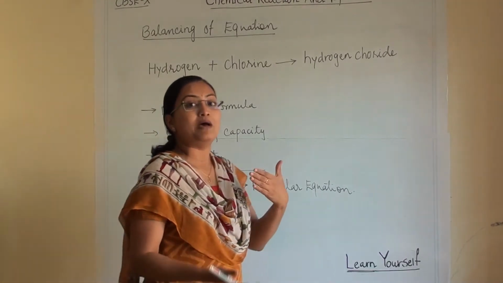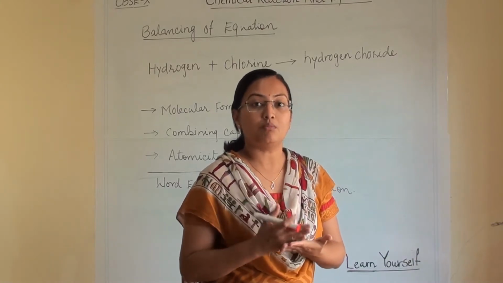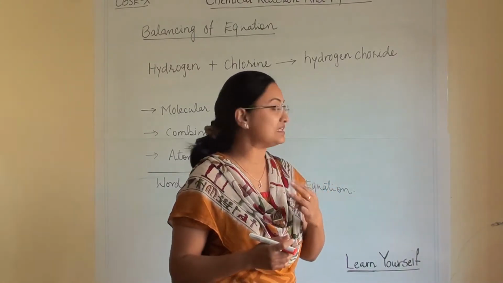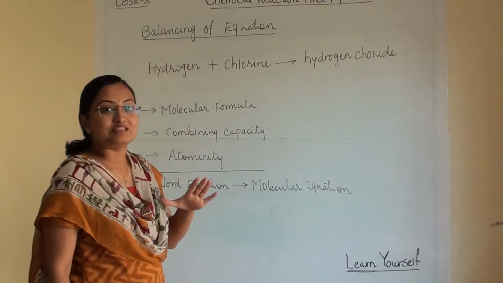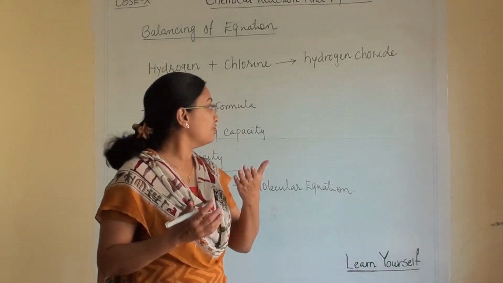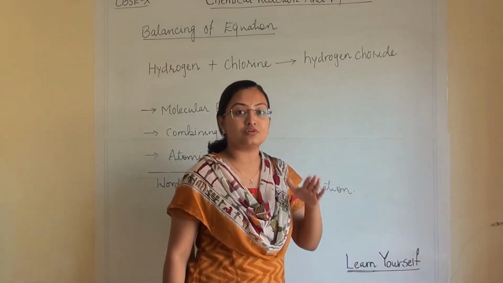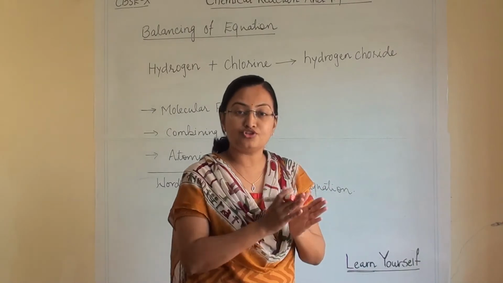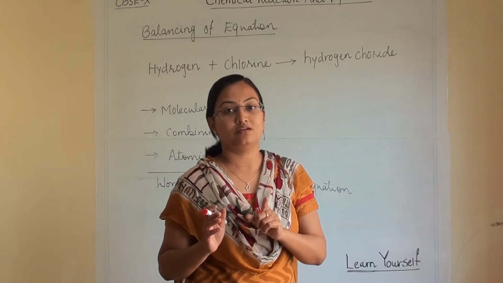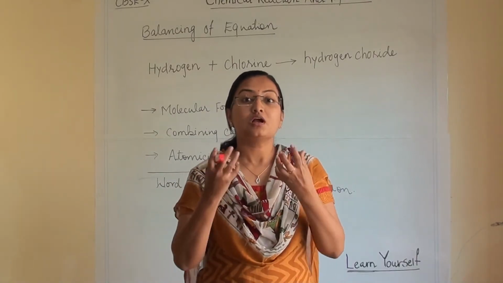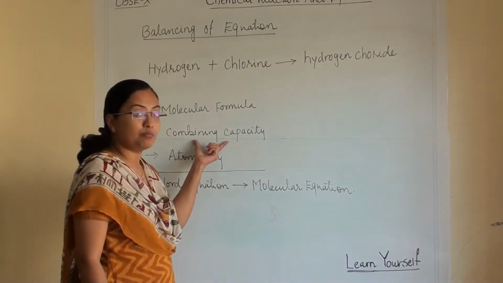But before we balance the equation, we should know some basic concepts. What are those three basic things? The first thing is molecular formulas. You should know all the basic molecular formulas. So when you see hydrogen chloride, you should be able to write it on your own: hydrogen and chlorine combine and form hydrogen chloride. But in which combining capacity will they connect with each other? So the second thing is combining capacity.